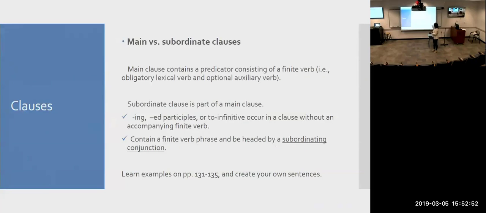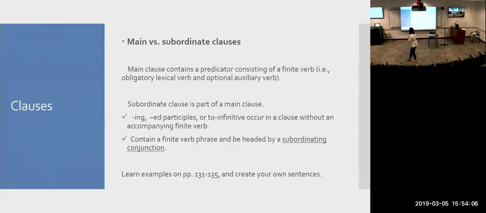Now, if we do not have this ing or ed participle, but we have a finite verb together with a subordinating conjunction, that can also be subordinate. For example, we can say, "While Mary is listening to music, Mary is cooking," right? "Is listening" is a finite verb, but that is not a main clause. That is a subordinate clause. Why? Because you have the conjunction there.